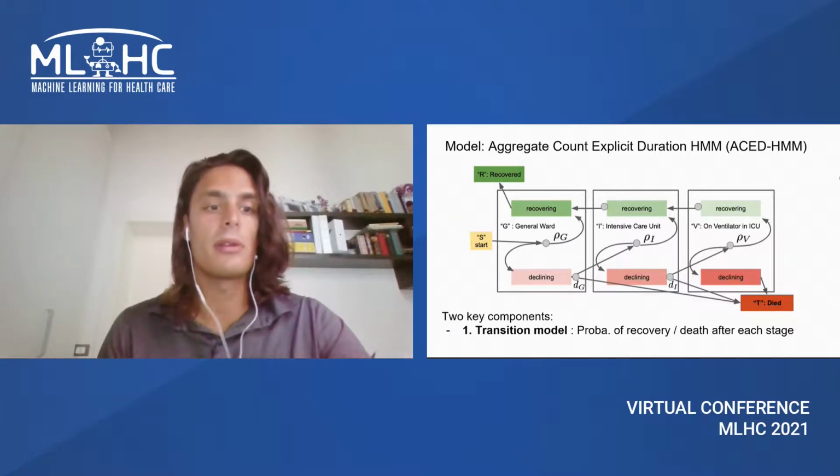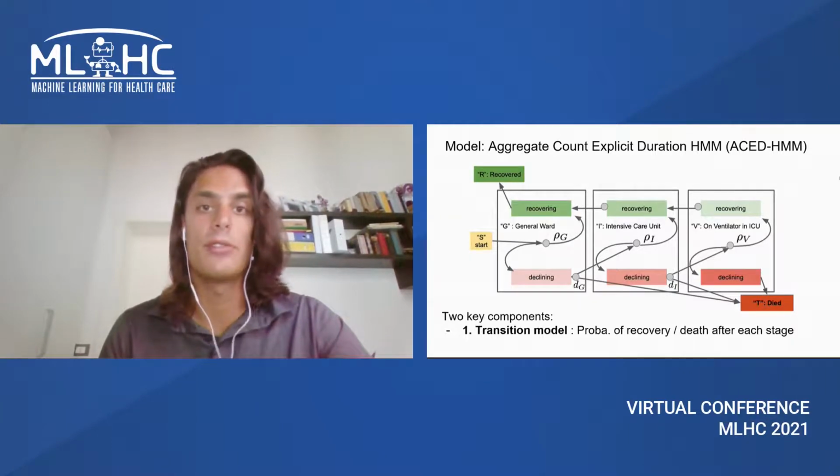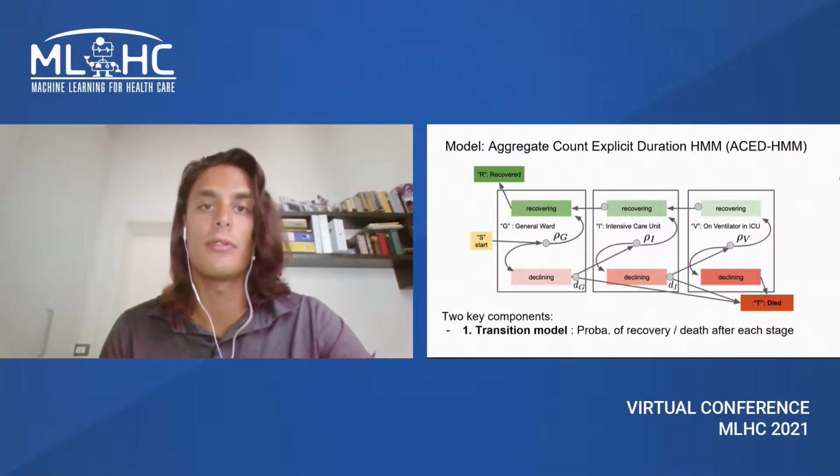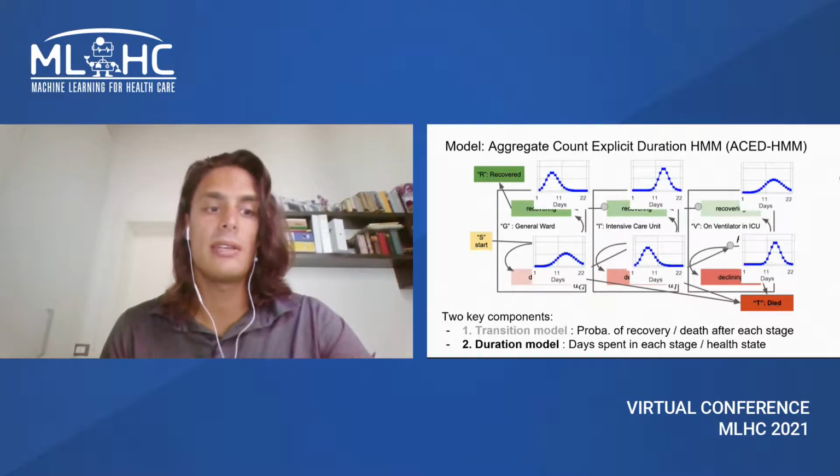For each patient, the model simulates the trajectory through the hospital via two components. First, the Markovian transition model governs whether the patient is recovering or declining within its stage of care. Second, each state has a flexible duration distribution, which explicitly models how many days they will spend.